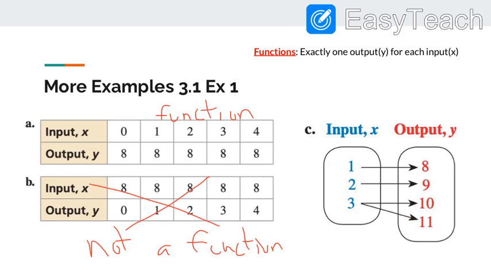Another graphical one here. These first two inputs each have one output, so those two parts are good. However, this input of 3 has two different outputs. And the reason why this is not a function is because we don't know what will happen. If you plug in 3, will it go to 10 or will it go to 11? Because you don't know, this one is also not a function.